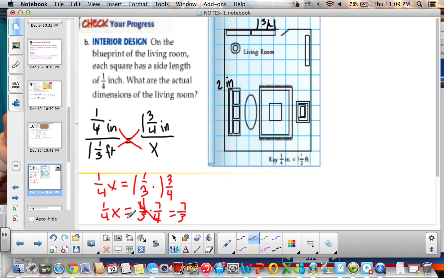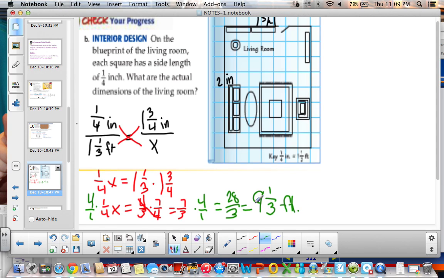So then over here we still have 1/4 x. We look at the side with the variable, which is x, and we're going to multiply both sides by the reciprocal, as we recall. So we have to do that over here. 7 times 4 equals 28 over 3. And then we know that 3 can go into 28 9 times, which is 27, so we have 1 left over. So one side of our living room is 9 1/3 feet.